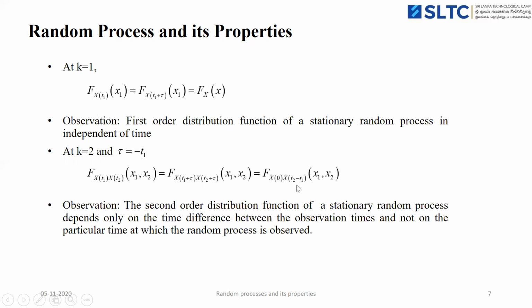So the observation from this second expression is that the second order distribution function of a stationary random process depends only on the time difference between the observation times and not on the particular time at which the random process is observed. You can see here that the second order joint distribution function does not depend on the observed time. It only depends on the difference between the two observed times, t2 minus t1.